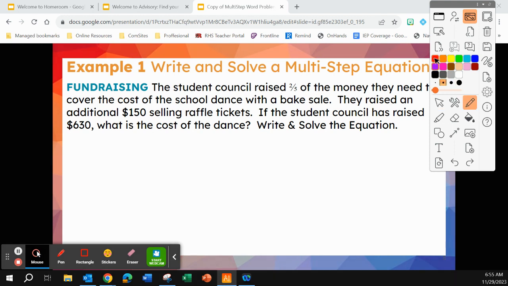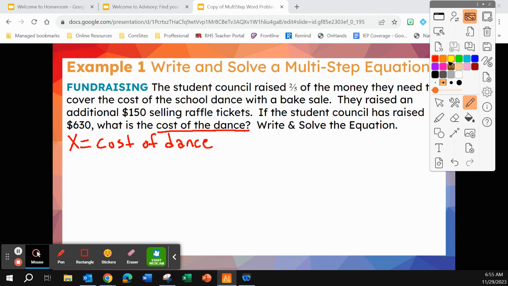Our next step is we're going to look at the last sentence, or second to last in this case, and figure out what do they want. Well, they want to know the cost of the dance. So what they're looking for, that's our variable. So I'm going to say x equals cost of dance.